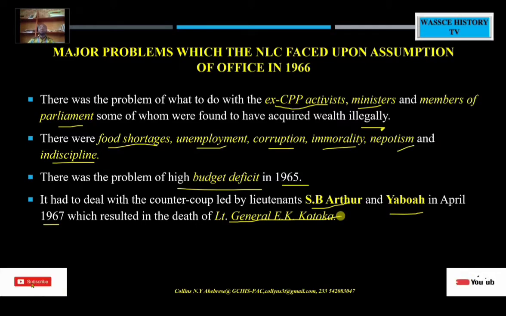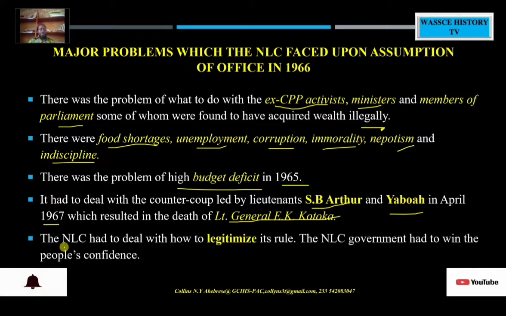So as a military government who came to overthrow another government, there were other insurgents, other military coups. Other people also tried to overthrow the NLC regime, but that was a failed coup. And so S.B. Arthur and Yeboah were killed by the military tribunal. They were killed after their coup failed, but Kotoka, in the long run, died in that coup. So that became also a problem for the NLC to face.